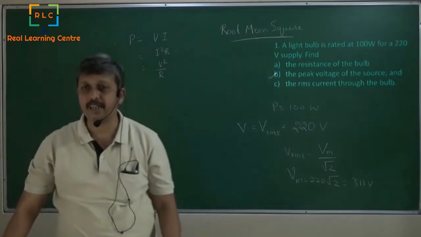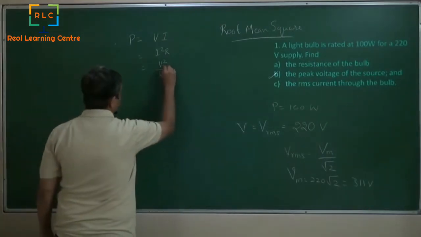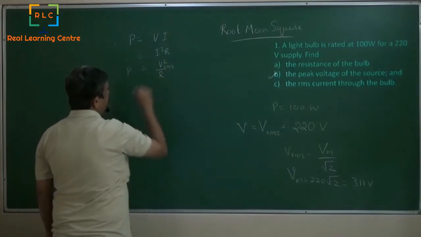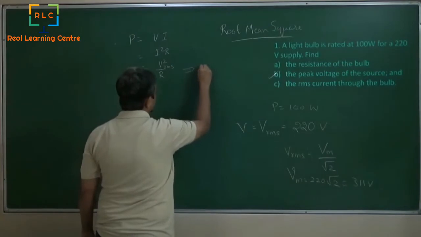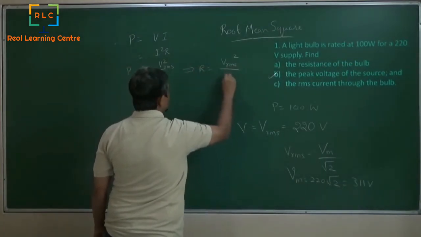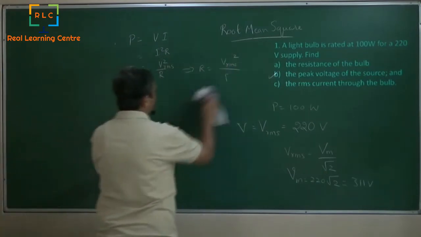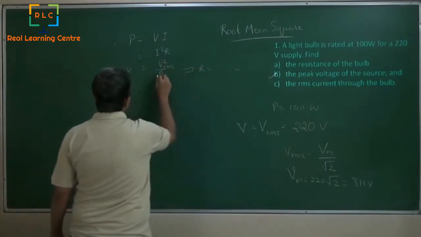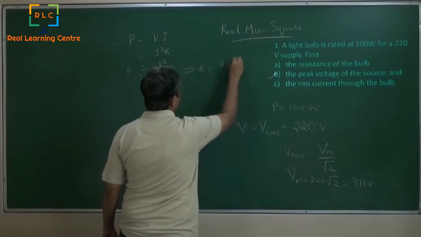We can replace them with RMS values. So that means if we know VRMS and we know the power, then we can calculate R. So R is equal to VRMS square divided by P. Sorry, R is equal to VRMS square by P.